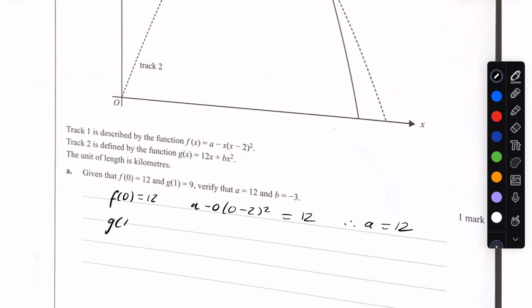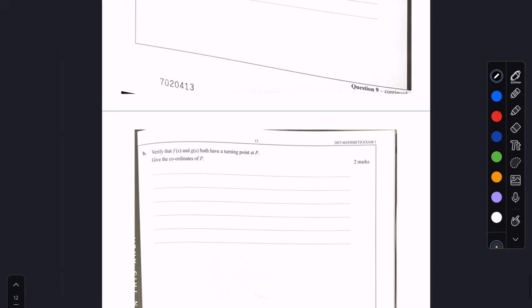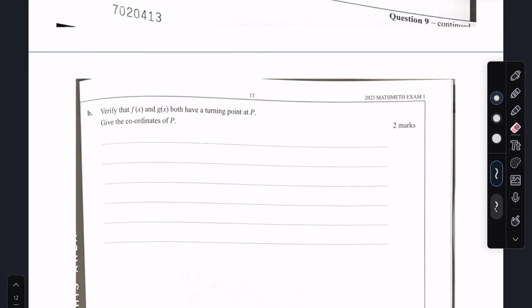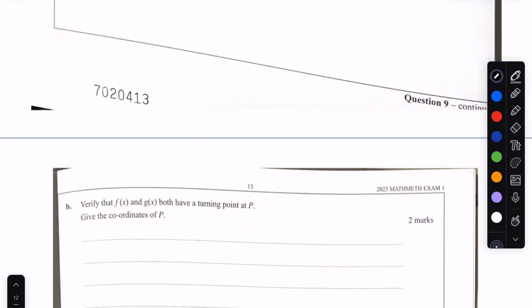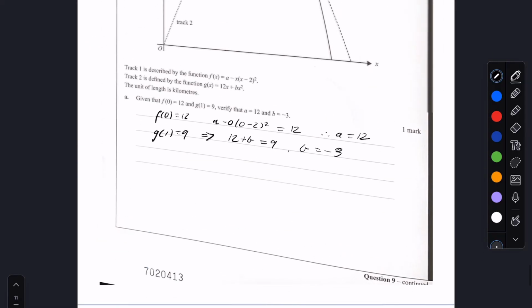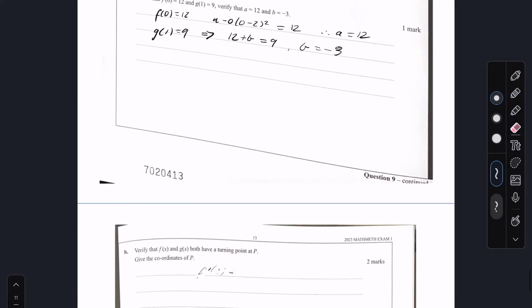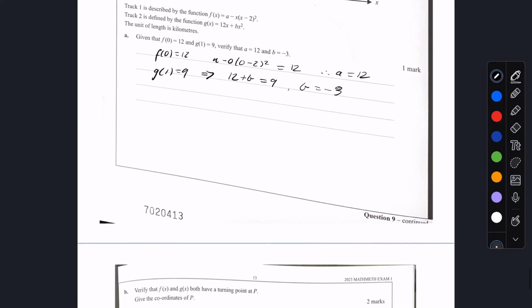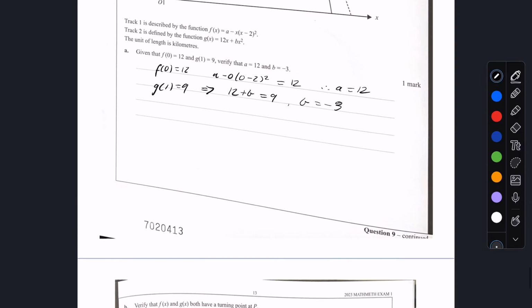And then g of 1 is 9. That means 12 plus b is equal to 9. B is equal to -3. So that's okay. How much more of this? Okay, 2 more questions. So verify that f of x and g of x both have a turning point at P. So f dash x is equal to, you don't have to differentiate for this. That's already in turning point form. Actually, it's not. I'll probably just expand it.